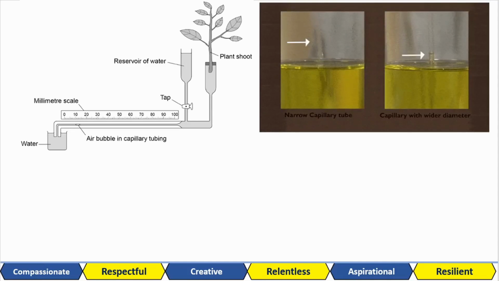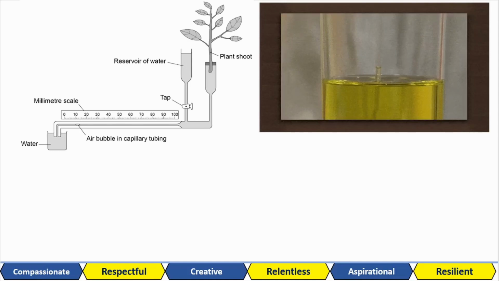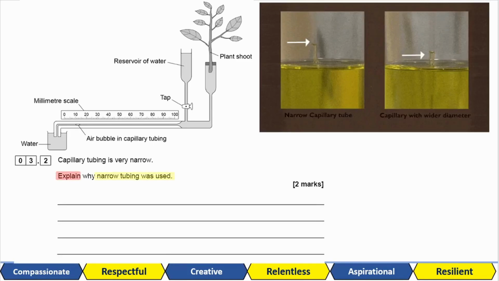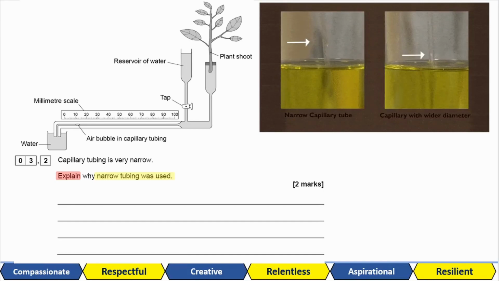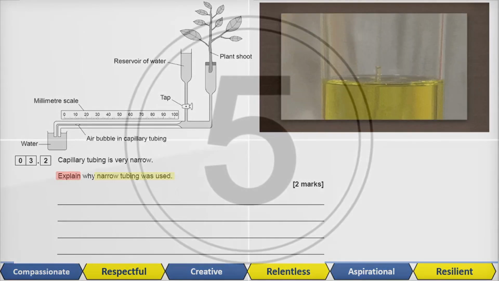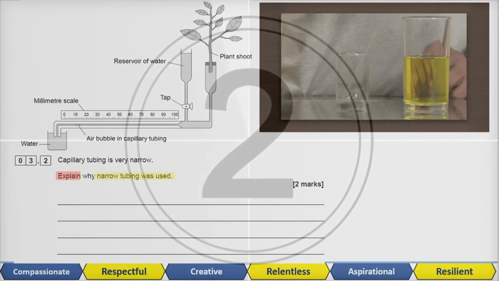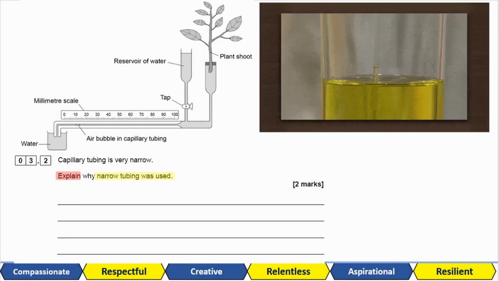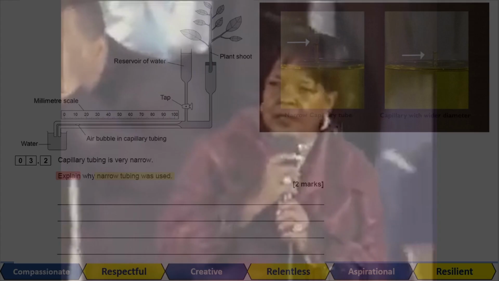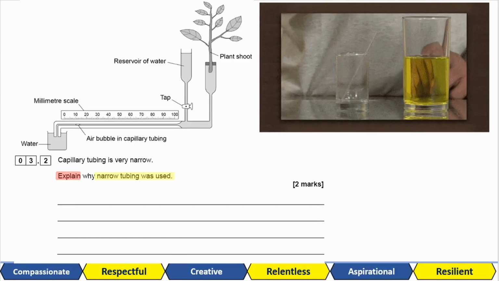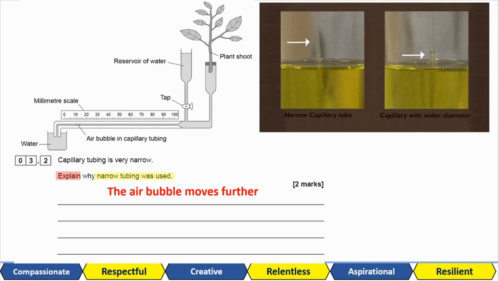This next question concerns the capillary tubing itself. You can see that the oil moves further up the capillary tube when it's more narrow. This question is asking you to explain why a narrow tubing was used. Think about the piece of equipment next to the capillary tube. We are measuring the distance that the air bubble moves. If we used a wider tube, the bubble wouldn't move as far and it will be hard to see, it will be hard to read the movement.